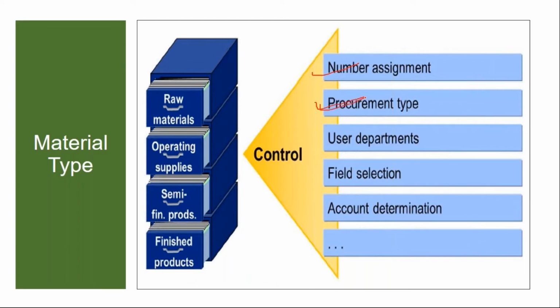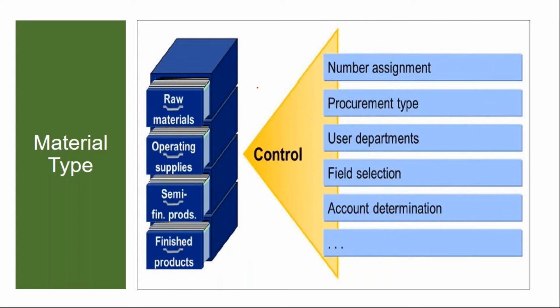They will control the procurement type and which user departments have to maintain the data. For raw materials, sales is not there, so the sales department need not maintain data. Only the purchasing department, if they maintain data, that is enough. Whereas for finished products, the sales department has to maintain the data, while the purchasing department need not, because it is not purchased. It is produced and sold outside. Field selection, too: in the material master, which field is mandatory and which is optional is also controlled by material type, which I will show you when we go to configuration. So these are the things controlled by material type.